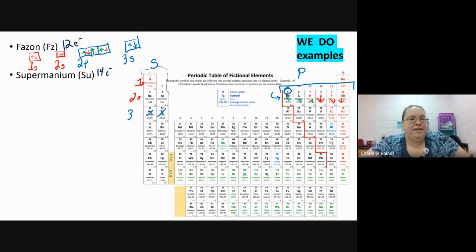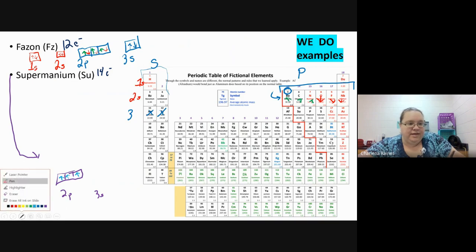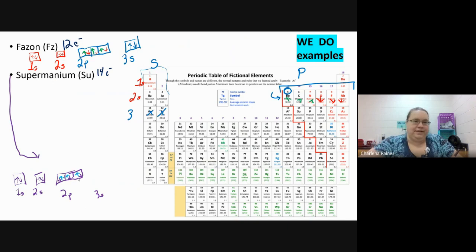All righty, supermanium. I'm going to come down to the bottom so I have more place to write. Good news is supermanium starts out the same way as the first one. Remember, with D, P, and F sublevels, spread out before you pair up. So up arrow, up arrow, up arrow. Then down arrow, down arrow, down arrow. I know my down arrows are blending in with my boxes.